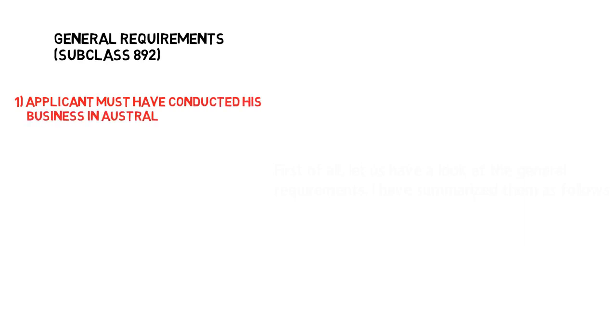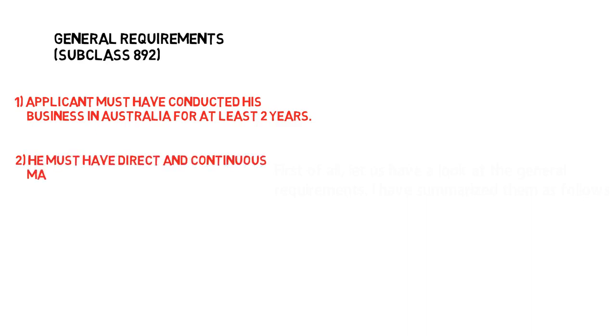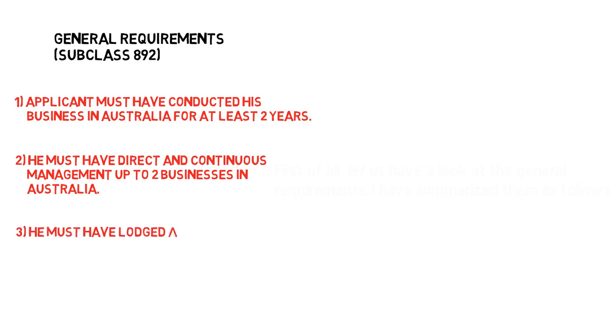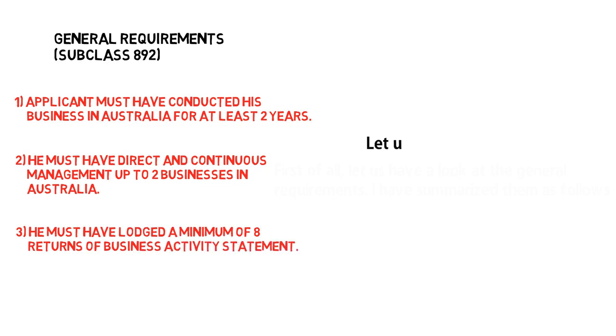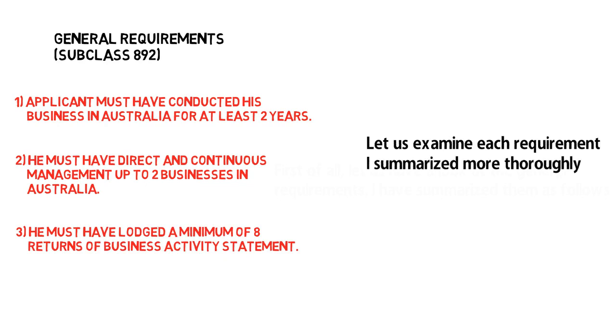Number 1, the applicant must have conducted his business in Australia for at least 2 years. Number 2, he must have direct and continuous management of up to 2 businesses in Australia. Number 3, he must have lodged a minimum of 8 returns of business activity statement. Let us examine each requirement I summarized more thoroughly.